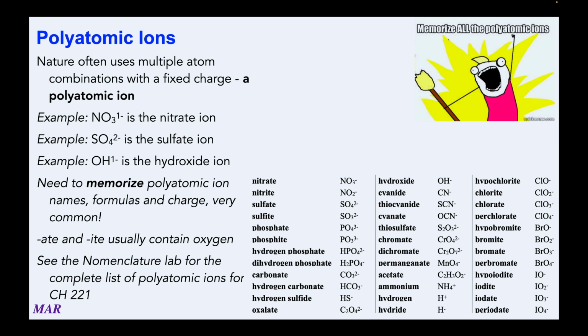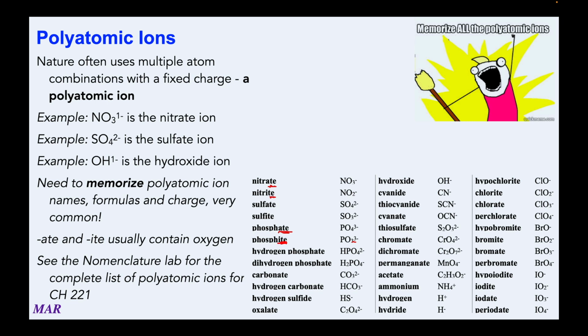Now, there are some patterns. So for example, you can see right in the upper left-hand side, there's a nitrate and a nitrite. And nitrites generally have less oxygen than nitrates. So here's phosphate, PO4 -3. Phosphite has 1 less oxygen, PO3 -3. So there are some patterns like that. But try to go through and figure these out, memorize them.